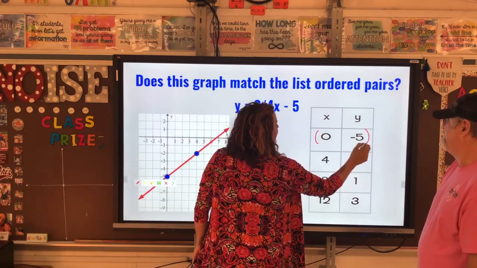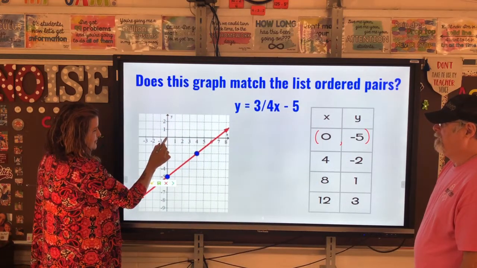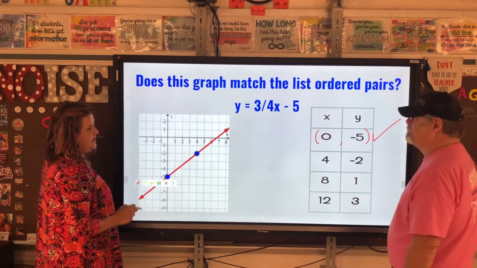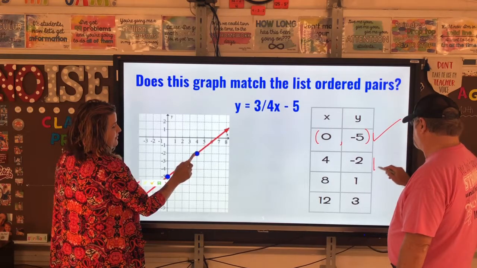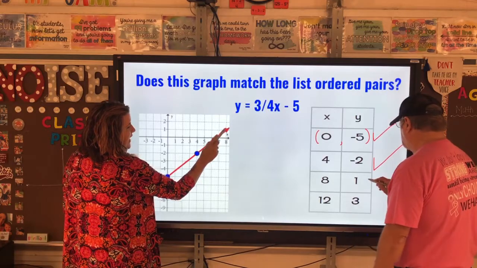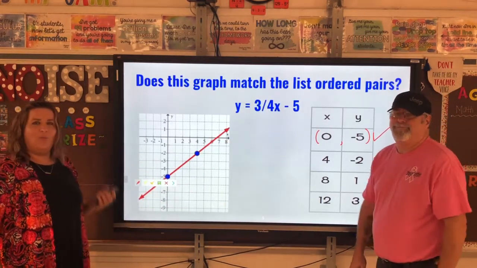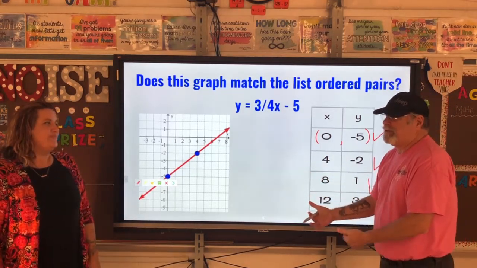All right, so here's an ordered pair, 0, -5. Well, that one is on the line. So let's check for -2. That one is on the line. 8, +1. Yep, that one is on the line. But look, I don't know about 12. So what do I do, Mr. Lamb? I guess we're going to have to mathematically do this one.